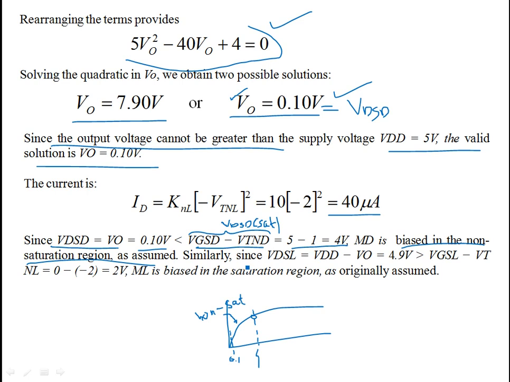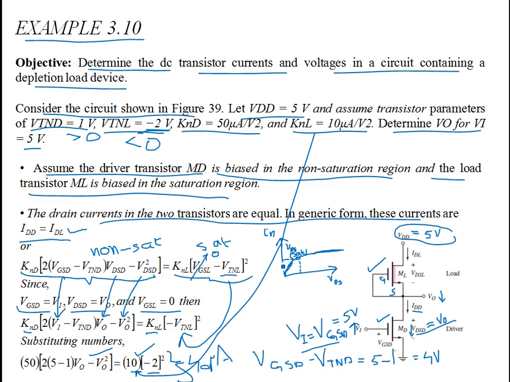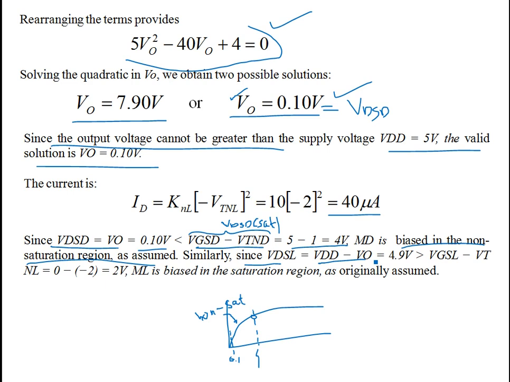Similarly, if you check the load transistor, VDSL is VDD minus V naught, which is 4.9 volts. This is much greater than VGSL minus VTNL. VGS is 0 for the depletion type, and VTNL is a negative quantity, so negative 2 becomes 2 volts. So 4.9 is greater than 2 volts. That means for the upper transistor the transition was occurring at 2 volts, and you are at 4.9 volts, so you are in the sat region.